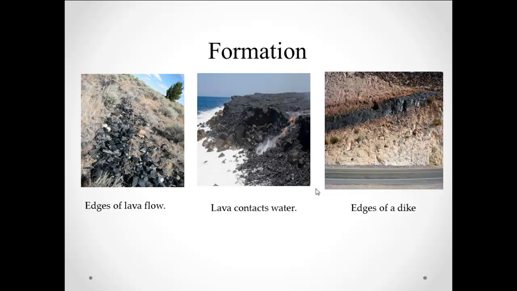So, formation. Obsidian is an extrusive rock, which means that it usually forms around the surface, although it can also be intrusive, meaning it forms under the surface. So here, obsidian can form at the edges of a lava flow, so all of this used to be a lava flow, and this cooled just by air, just being exposed to the air. And it can also form when lava contacts water, and it can also form at the edges of a dike.